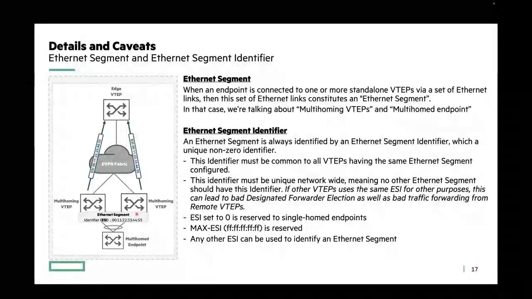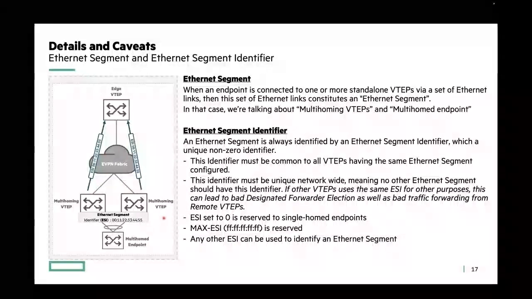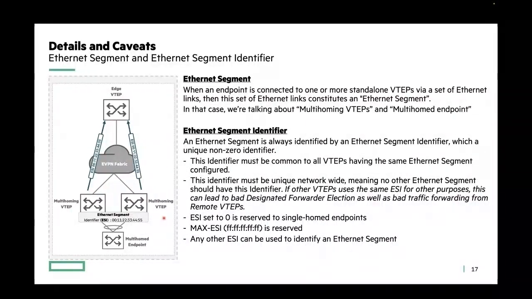Indeed, on the following diagram, if we configure the same ESI and the same EVI on a third VTEP that we can imagine here, which does not have any connectivity to the multi-homed endpoint, it will automatically participate in Ethernet segment operations like designated forwarder election or traffic forwarding, which could be very dangerous as it has no connectivity to the multi-homed endpoint.